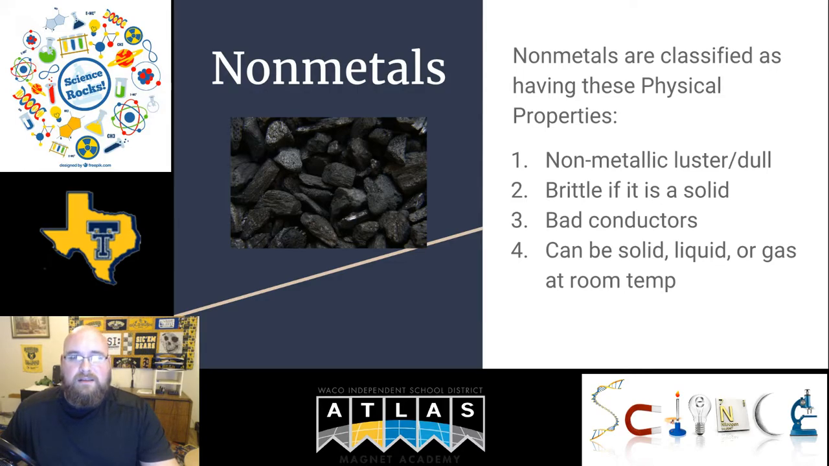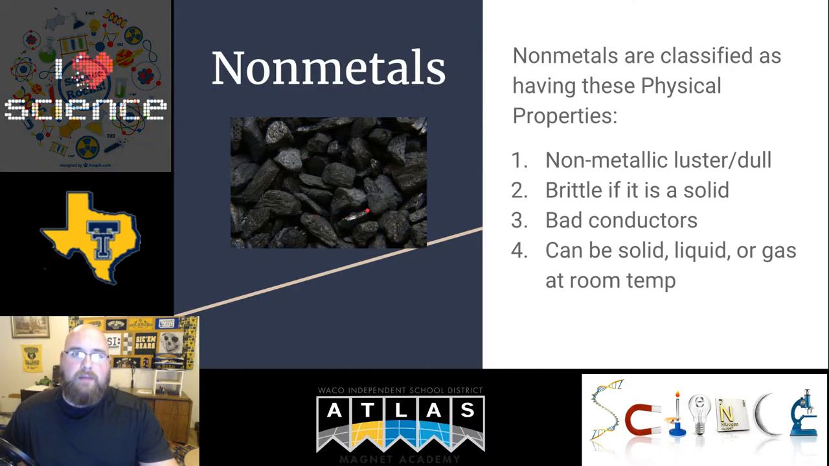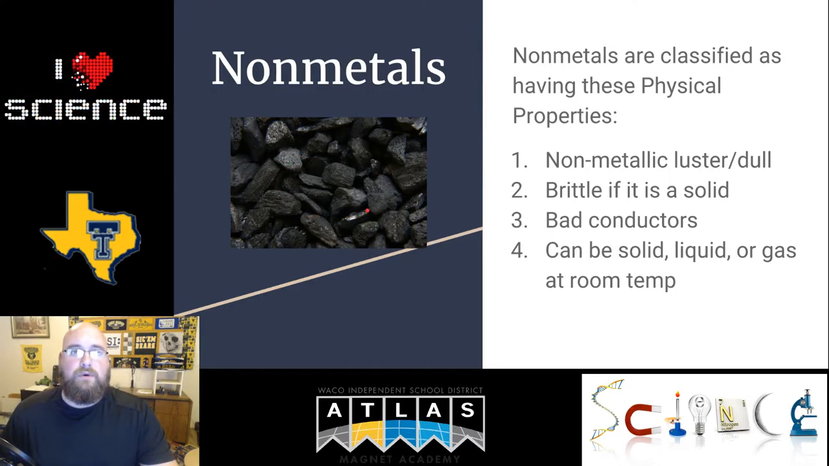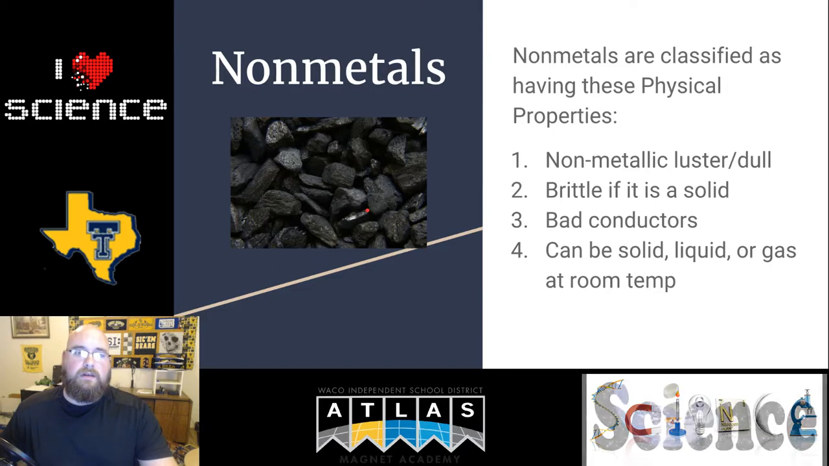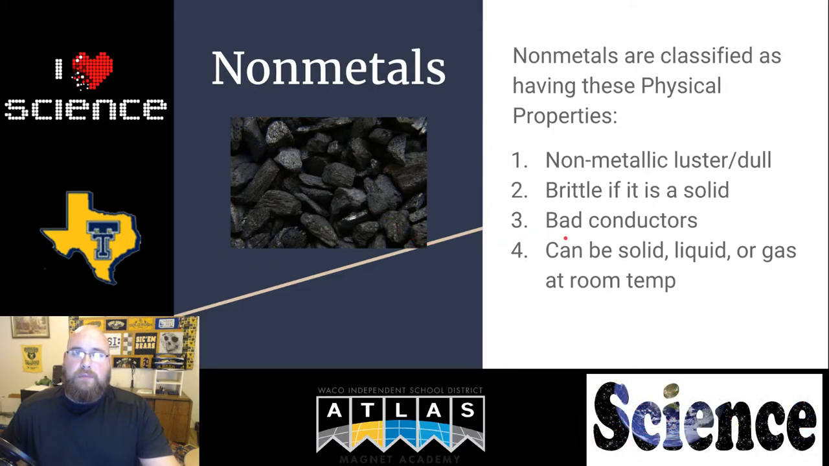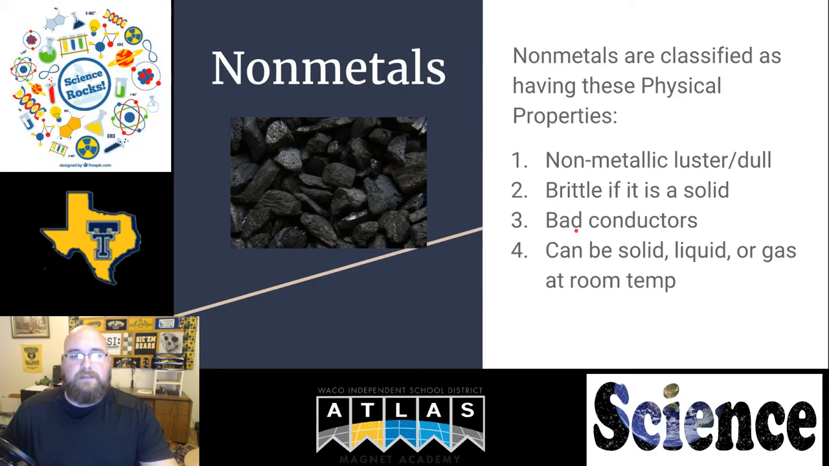But if it is a solid, like the charcoal we see here in the picture, if I hit that with a hammer, it is going to fall apart and break into a whole lot of different pieces. Nonmetals as well are bad conductors of heat and electricity. This is why they are considered what we call insulators. They can protect people or things from heat and electricity.